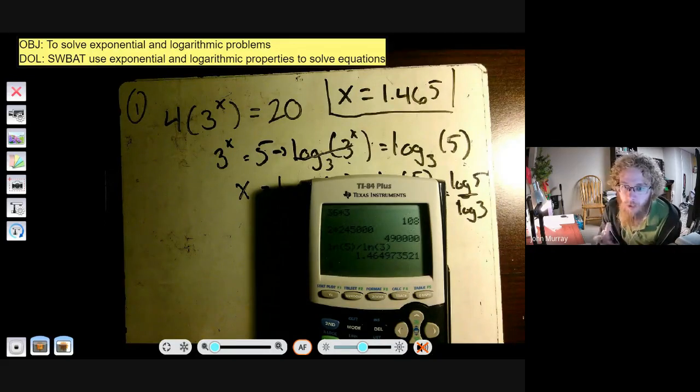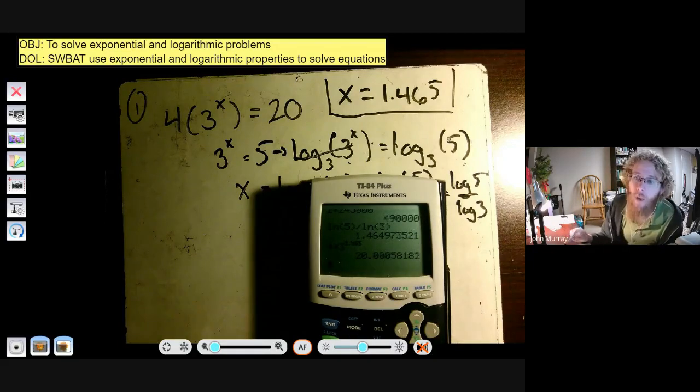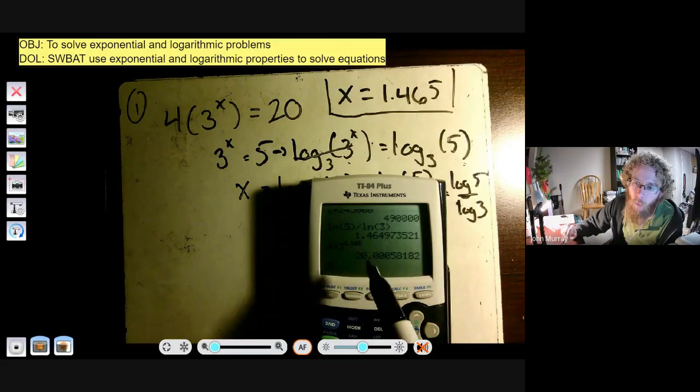Now, this is something we haven't done, but you guys should be doing. Shame on me for not reinforcing it, but we always want to plug back in to make sure things make sense. So I'm going to do 4 times 3 raised to the 1.465. And this is one thing I wanted to show you too. Because we rounded, we don't get exactly 20.